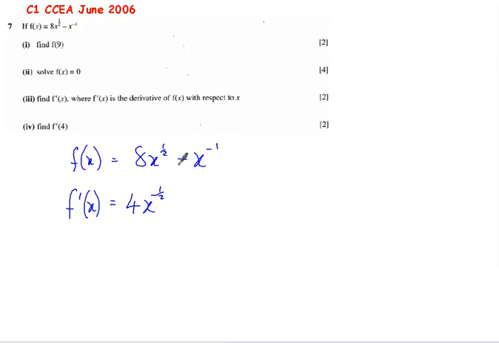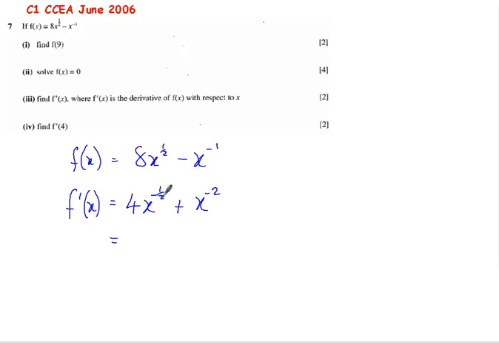What about this term here? Well, when I multiply through by the power, minus times minus 1 gives me plus x to the power of, again be careful, when I subtract 1 from negative 1, I get negative 2. That will probably get us full marks, but we're going to find out what f dash of 4 is. So I'm going to rewrite this again.